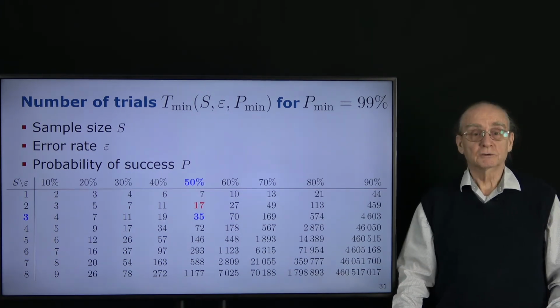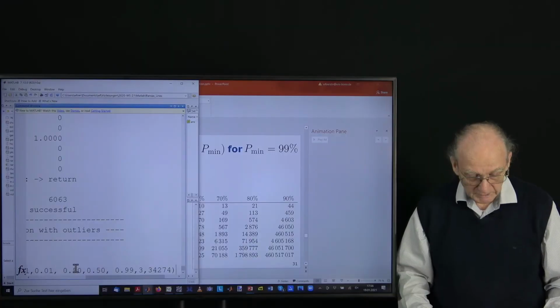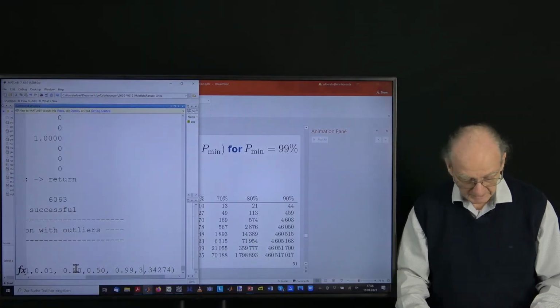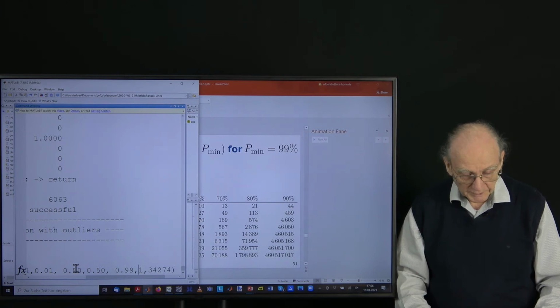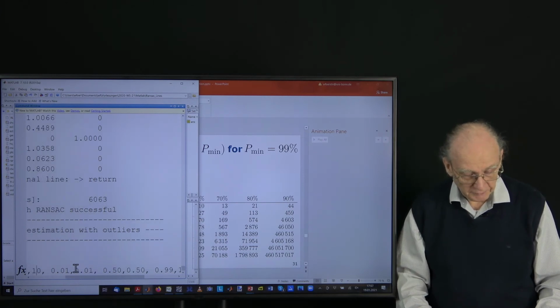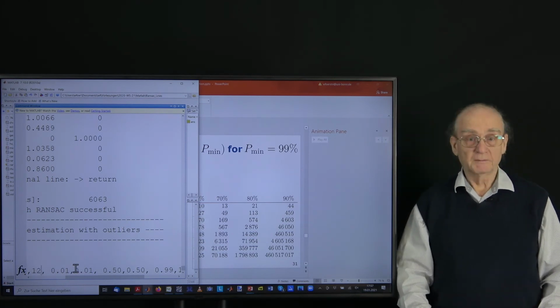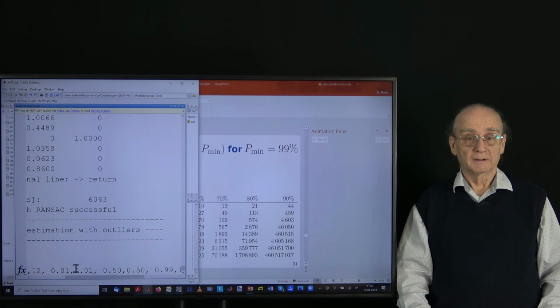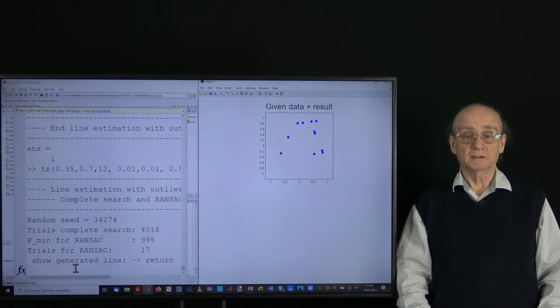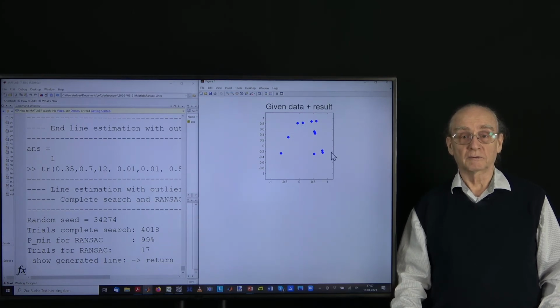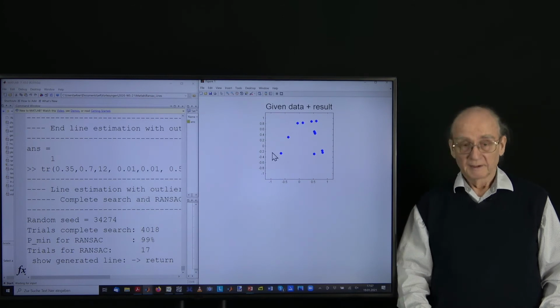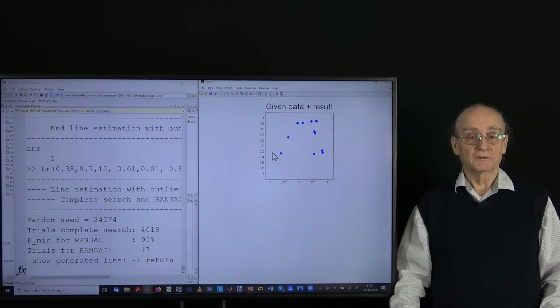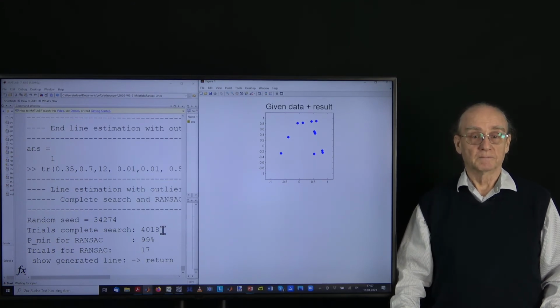So let's go back to the demo once more. We first have a look at what happens if we take 12 points. Same situation, and let's have a look. So we have 12 points here. The outlier rate is still 50%, so we have 6 points here on the straight line, and we have 6 outliers. And now we see that the number of alternatives the complete search needs to track through is about 4,000.